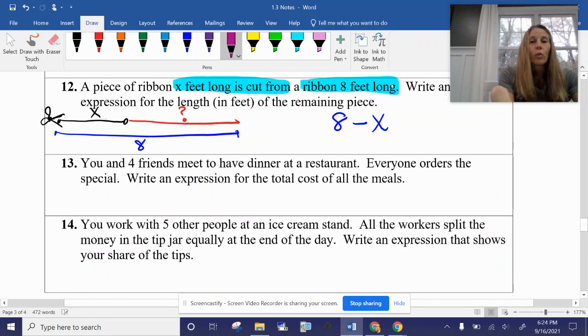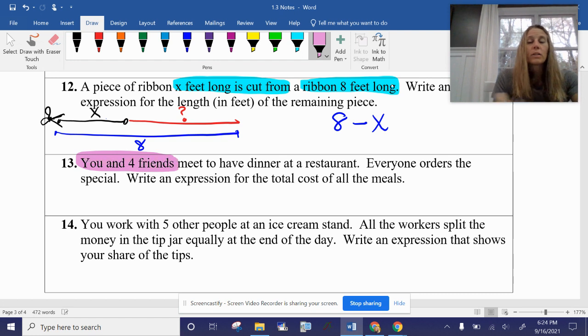Okay, you and 4 friends meet to have dinner at a restaurant. Everyone orders the special, so it costs the same for everybody. Write an expression for the total cost of all the meals. So, total cost of all the meals.